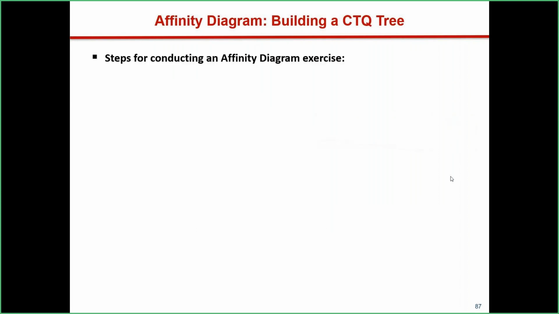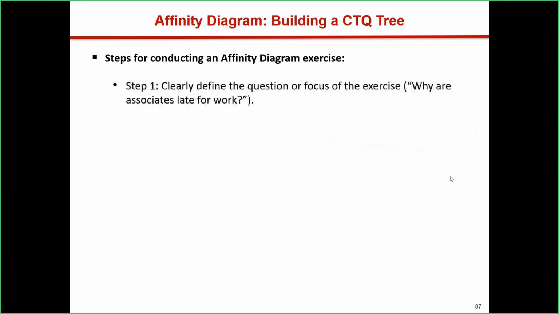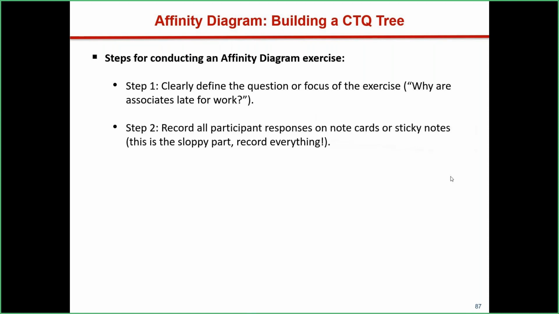So, building a CTQ tree, or critical to quality tree, or affinity diagram. Steps to conduct an affinity diagram exercise. Step 1, clearly define the question or focus of the exercise. So in this case, we are asking why are associates late for work? Step 2, record all participant responses on note cards or sticky notes. This is the sloppy part and requires some time and effort. The larger the number of people, the more time it takes, but you have to record everything.